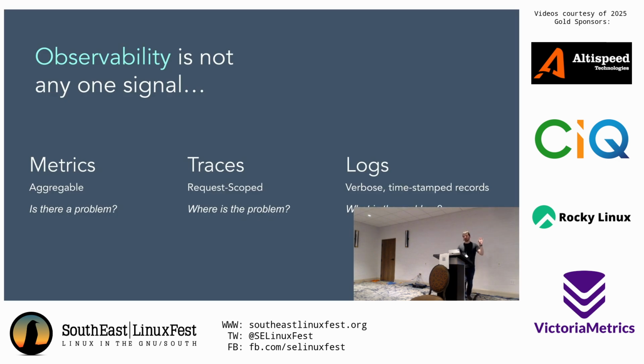First, real quick, just to ground us again, observability is not any one signal. Metrics are great, as we talked about, for answering the question, is there a problem? Traces are great for telling you where the problem actually is. And then those traces are going to lead you to a log message that has some verbose information about what the problem actually is. So we kind of need all of them, but we don't necessarily.